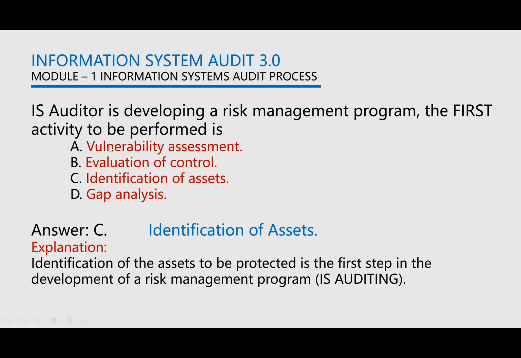Wonderful. See, here again, they've given the option vulnerability assessment, and they've also given the option evaluation of control. Now, the word I have highlighted in bold is the first activity. The first activity always is I need to first identify what are the assets which are prone to these vulnerabilities and threats. So identification of assets to be protected is the first step in development of a risk management program.